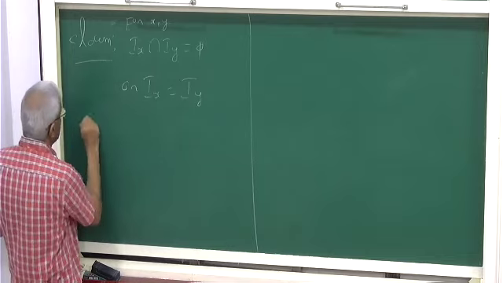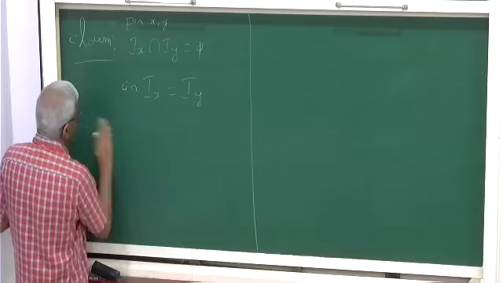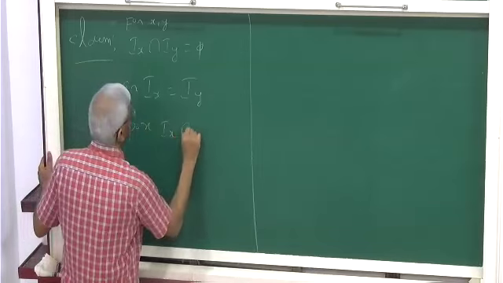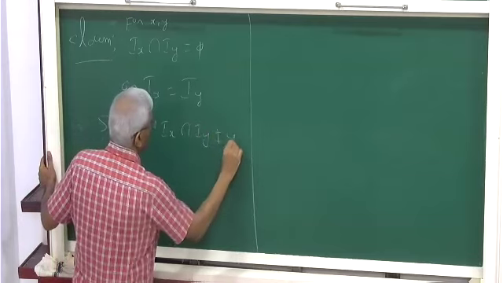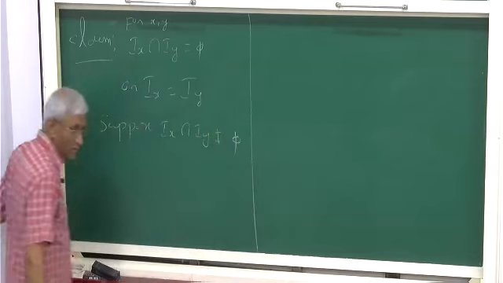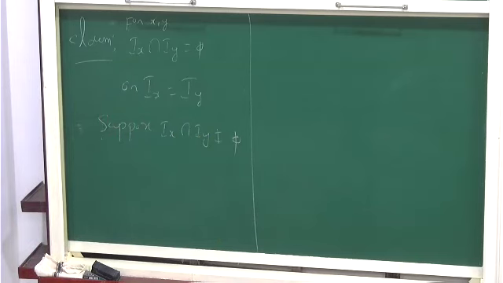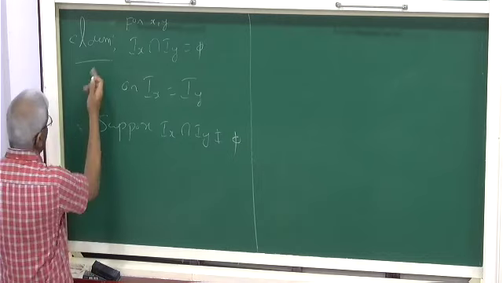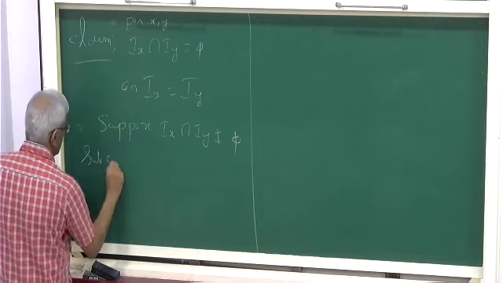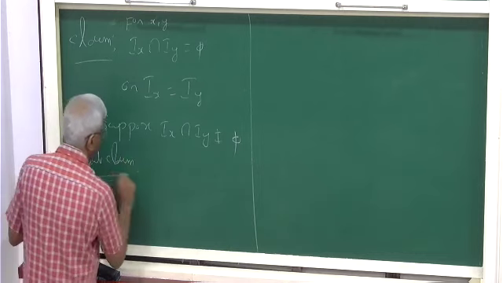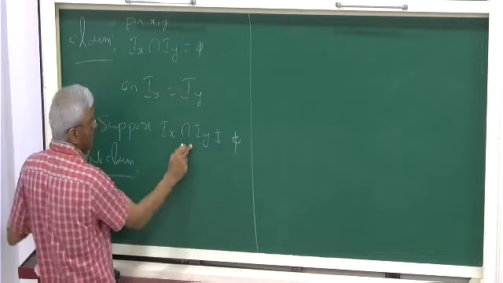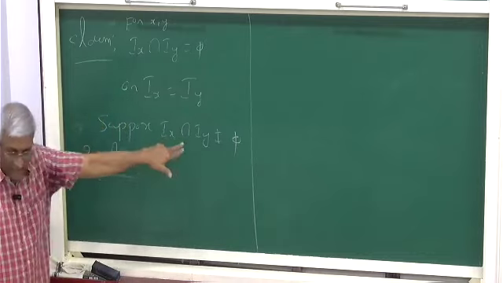So suppose you want to prove this. Suppose Ix intersection Iy is not equal to empty. Then we want to prove Ix equals Iy. That is, we want to prove Ax equals Ay, Bx equals By. That's what we want to prove. We are assuming this, and we have to prove Ix equals Iy.